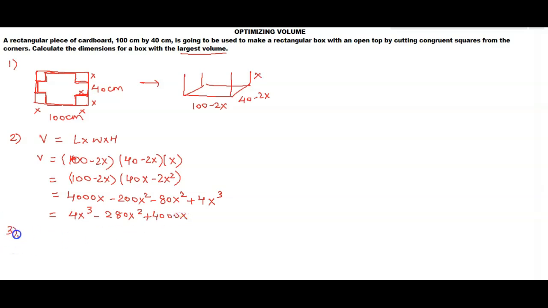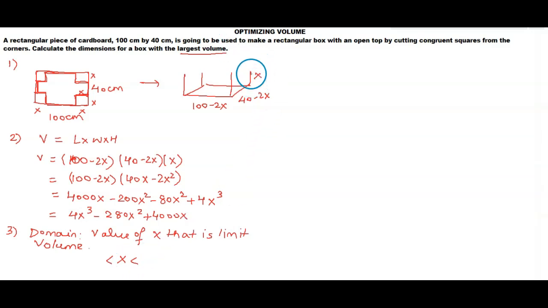Next is my third step, in which I want to find out my domain. Always remember, domain is the values of x that are going to limit this problem. And in this problem, you're going to limit what? Volume. And what limits your volume is your x value. Now to find out the minimum value of x and the maximum value of x, all we have to do is see what the minimum x could be. Can we have any x value from negative infinity to 0? No, because a dimension cannot be negative.